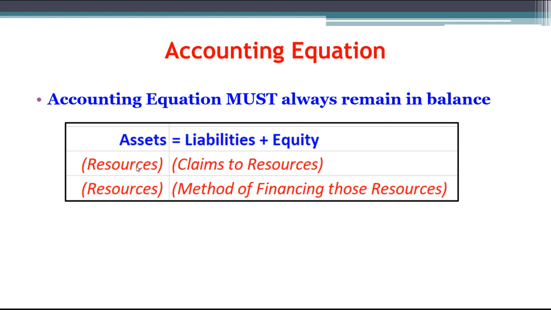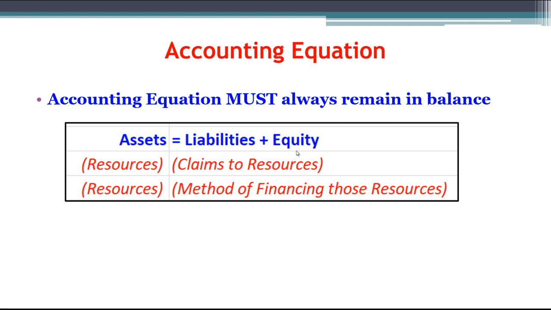We're basically saying that the resources that the company has, the assets, must be equal to those parties that have claims to those resources. Now, the first claim is for creditors that have lent money to the company. So the company owes the creditors money. That's the form of a liability. That's the very first claim against resources.